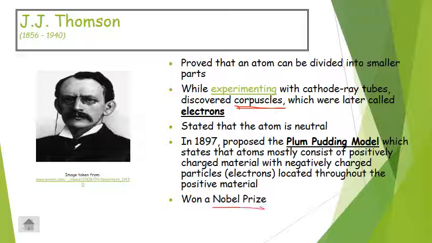This is about 1897. So really there wasn't much work done on atoms from about 1800 for almost 100 years. People really, and that's because they didn't have the technology to do it. And one of the things that made Thomson able to make the discoveries he did was electricity.